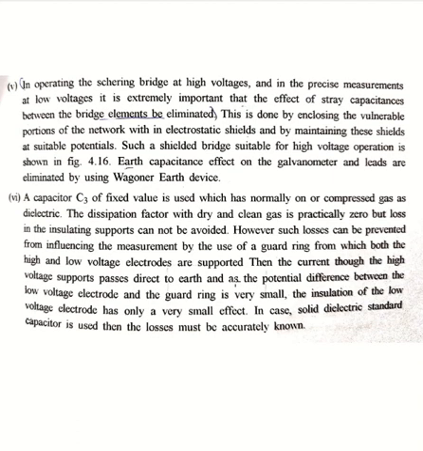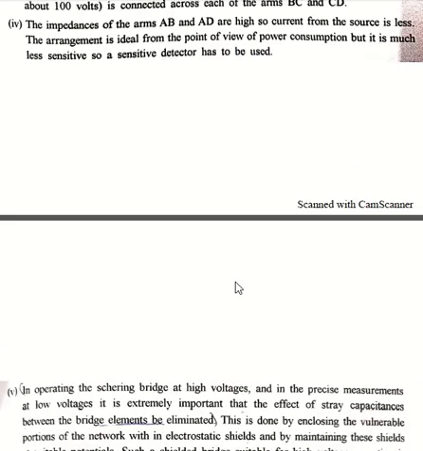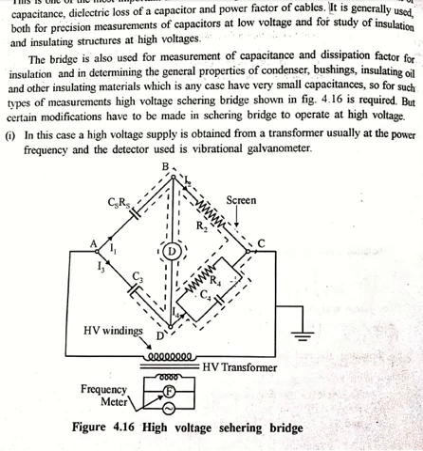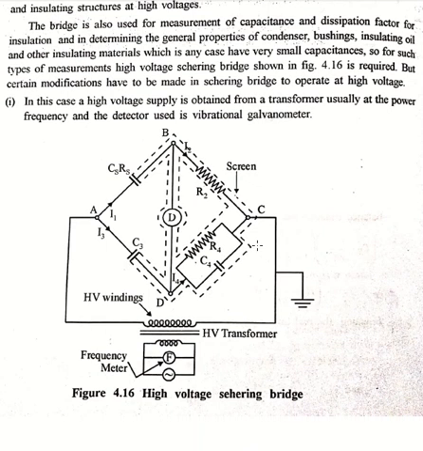So here we have studied the high voltage Schering bridge. This device is used for the measurement of capacitance in bushing condensers, insulating oil, and other insulating material which are at high voltage. In the next lecture we will study the measurement of mutual inductance as a part of AC bridges.